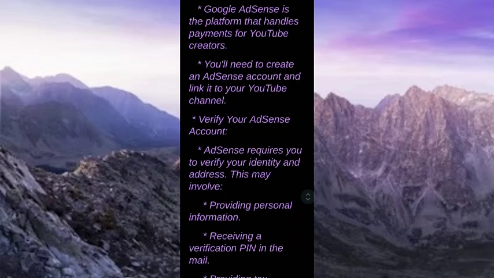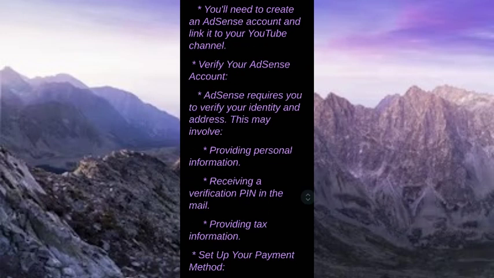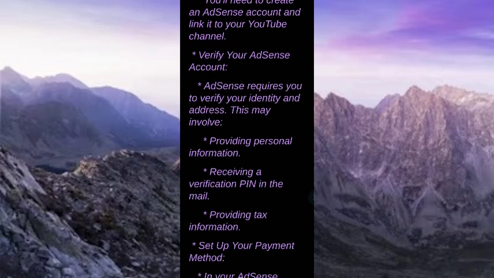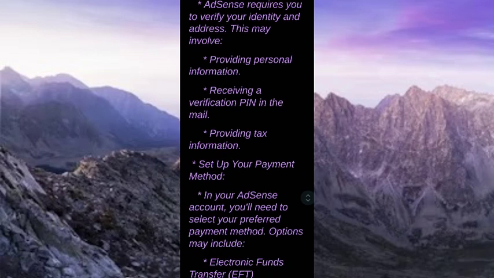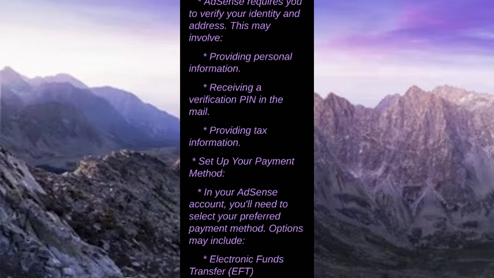Next, you need to verify your AdSense account. And that requires you to verify your identity and address. This may involve providing personal information, receiving a verification PIN in the mail, and providing tax information.